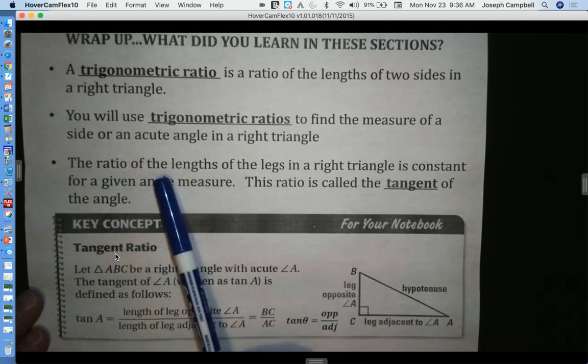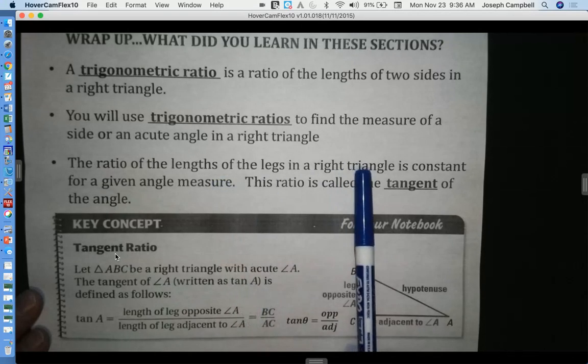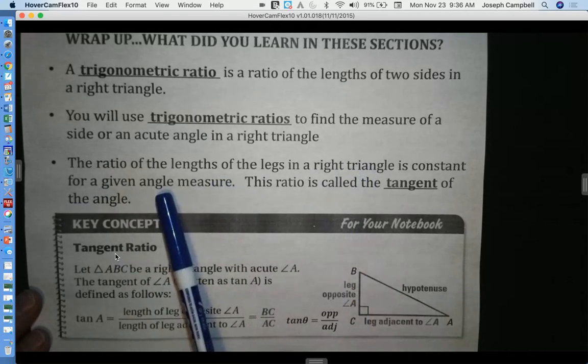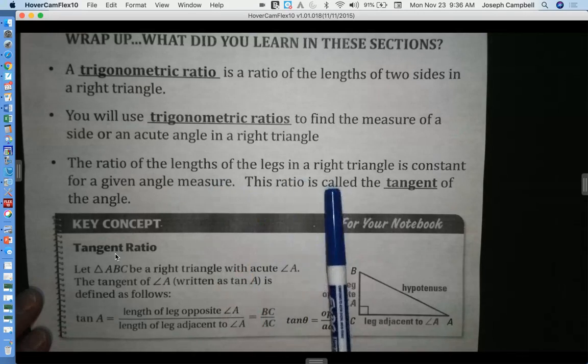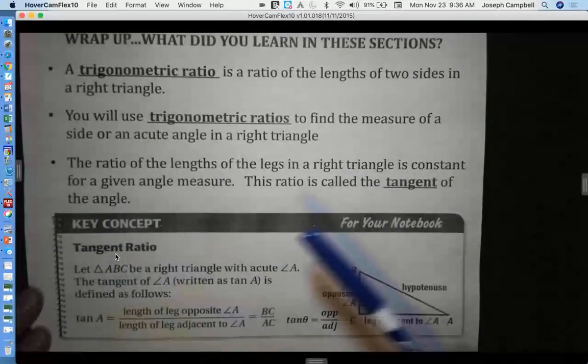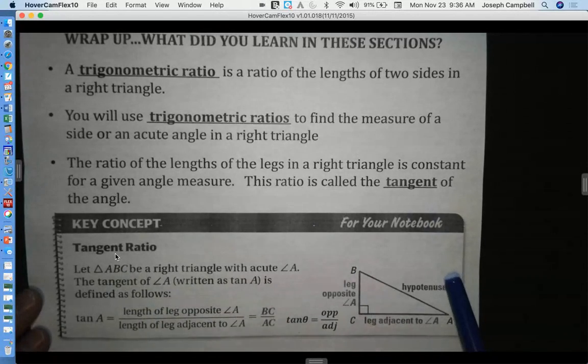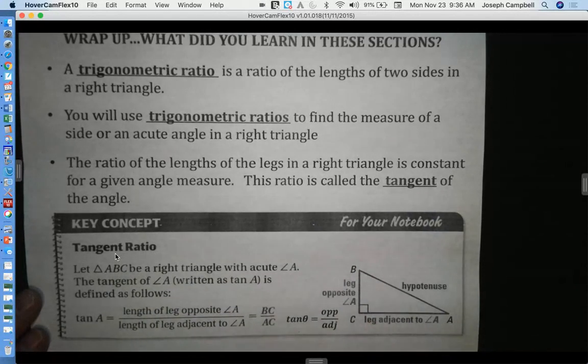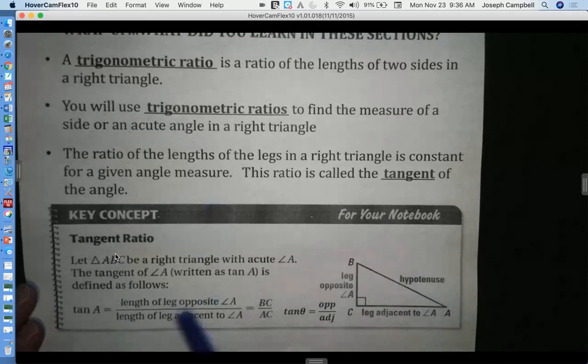The ratio of lengths of the legs in a right triangle is constant for a given angle measure. This ratio is called the tangent of the angle. Opposite over adjacent. Remember, the legs are here. This is, of course, the hypotenuse. So that's the tangent ratio, guys. Throw this into your notes.